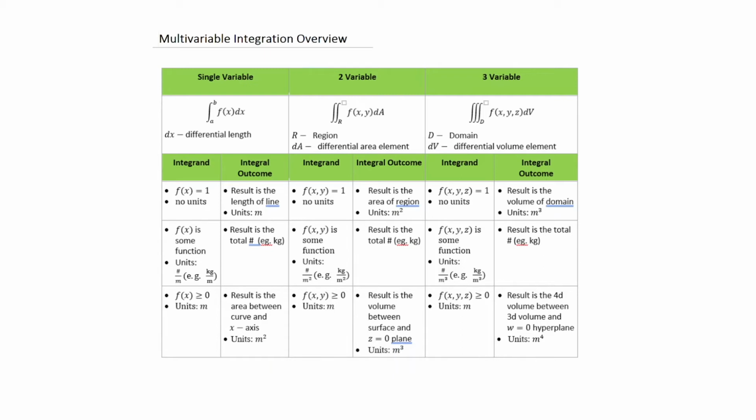And lastly, if f(x,y,z) is greater than or equal to 0 and its units are meters, then the units of f(x,y,z) dV would be meters to the power of four. This is a four-dimensional volume between a 3D volume and w equals 0, which would be a hyperplane. Of course, this can't be drawn and doesn't have any real physical significance, but I've put it here just as an illustration that you can keep on going to 4 and 5 variables and so on.